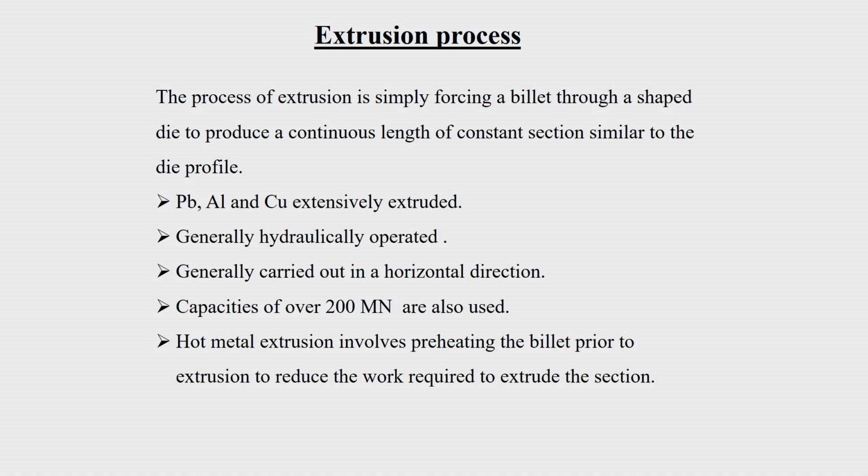So, in this module we will be discussing the extrusion process. The process of extrusion is simply forcing a billet through a shaped die to produce a continuous length of constant section similar to the die profile. If you really look into that, the material which comes out of a toothpaste tube is a type of extrusion.